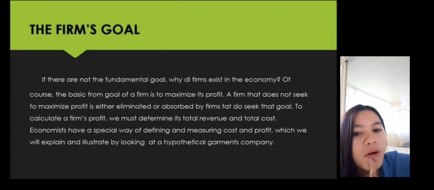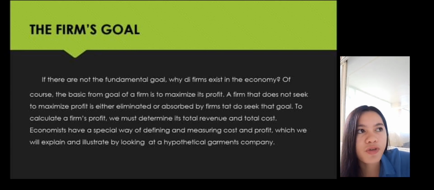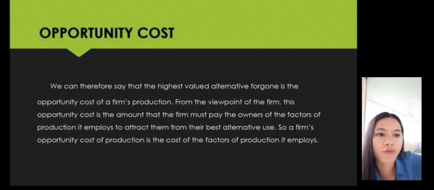So if these are not the fundamental goals of a firm, why do the different companies exist in our society? It is simply because the basic goal of a firm is to minimize its profit. So that is the goal, to minimize the profit. That is why the firms or the different businesses exist in our economy. Then let us proceed to opportunity cost.